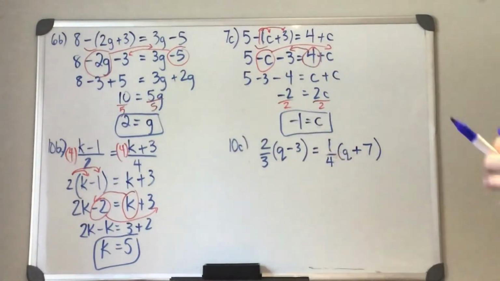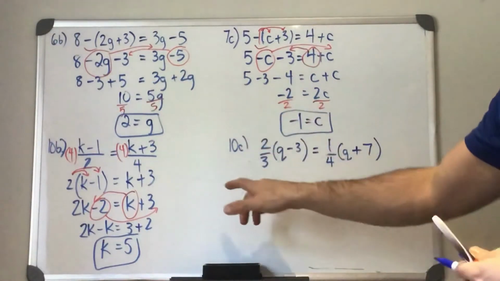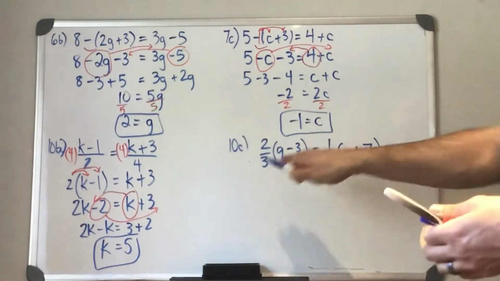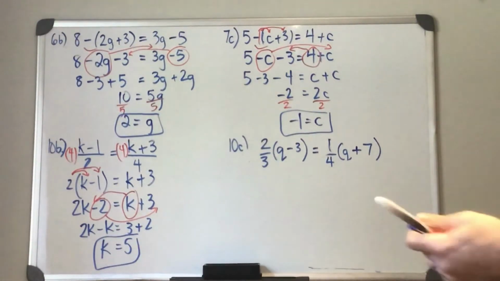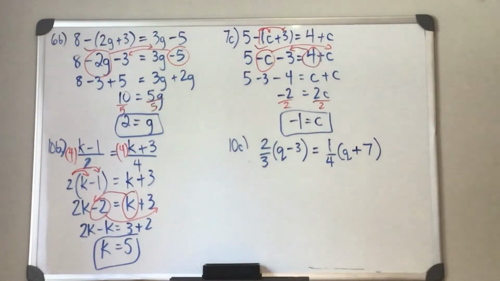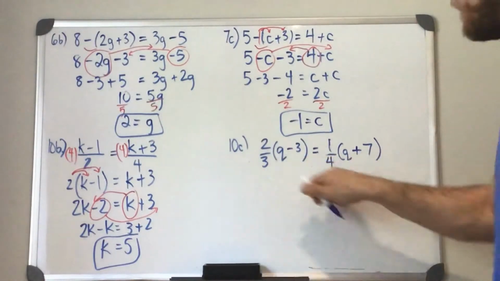Alright, so this one, it's kind of a slightly trickier version of the previous one. We've got our fractions, but they're in front of a set of brackets. But we're going to take the same approach. We're going to find a common denominator.